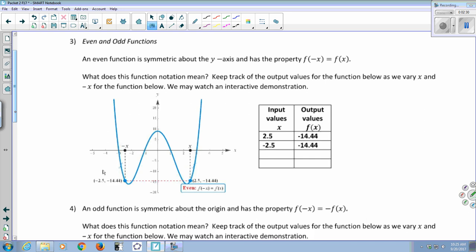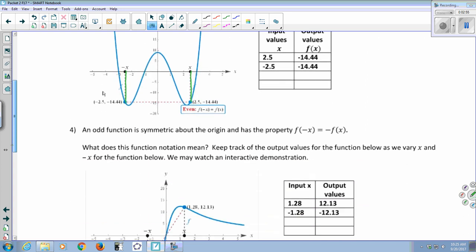Okay, even and odd functions. An even function is symmetric about the y-axis, which means that when you have a positive x and a negative x, you get the same y value. Okay, so for an x value of 2.5 versus an x value of -2.5, here and here, you get the same y value, -14.44.